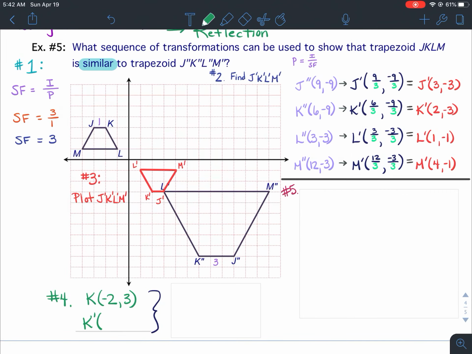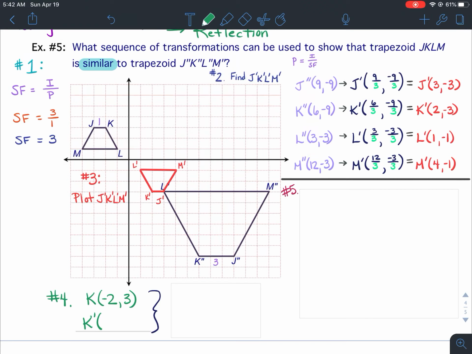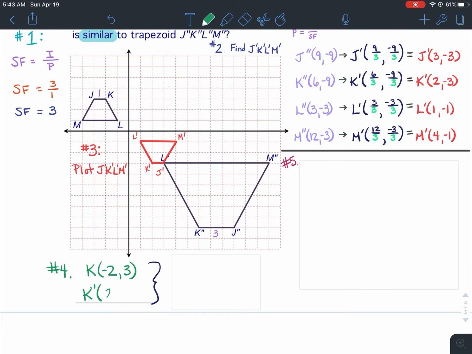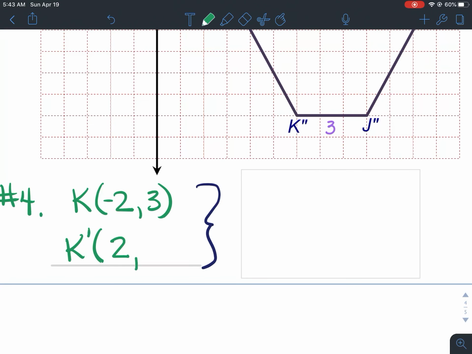All right, now we are going to use the orientation to find what happened from JKLM to J prime, K prime, L prime, M prime. What happened to go from this figure to this figure? Okay, well, if it was a reflection, it would either be reflected this direction or reflected down that direction. The easiest way to do this is to look at the ordered pairs of 2 points. I already decided I was going to use K and K prime. So K is located at negative 2, 3. K prime is located at positive 2, negative 3. Well, look what happened here.